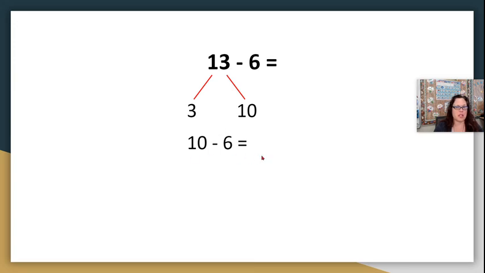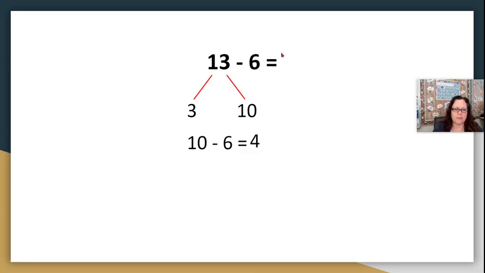10 minus 6 is, well, 6 partners to 10 is 4. But if I don't know that already, I can go 6, 7, 8, 9, 10, and then I have 4. All right, what's my next step? Yes, we have to add it back. We have to do something with that 3 right there. We've already used the 10.